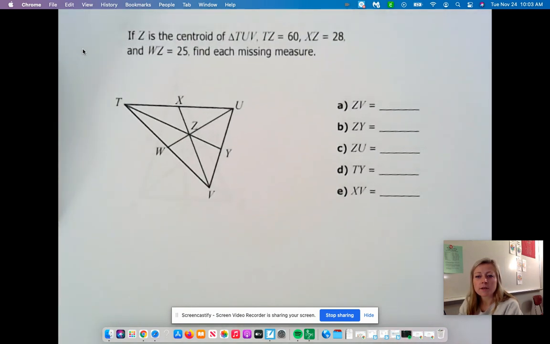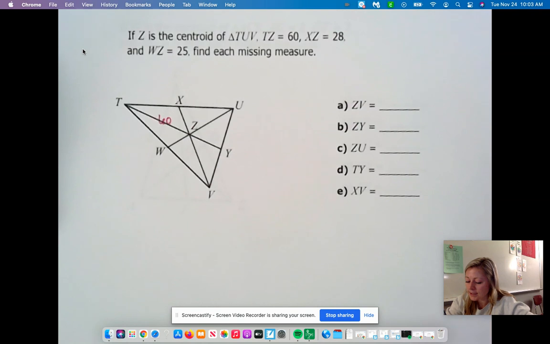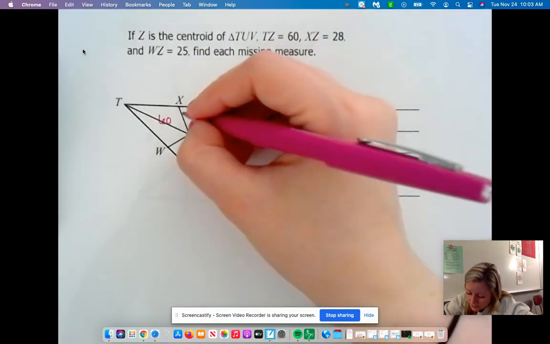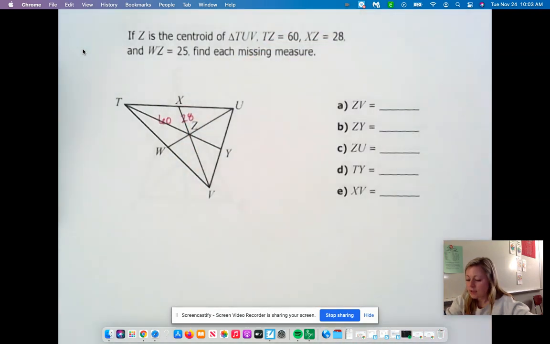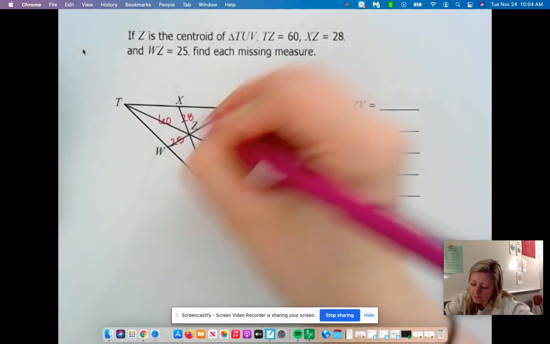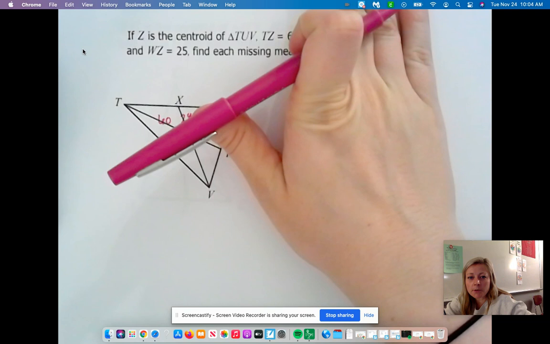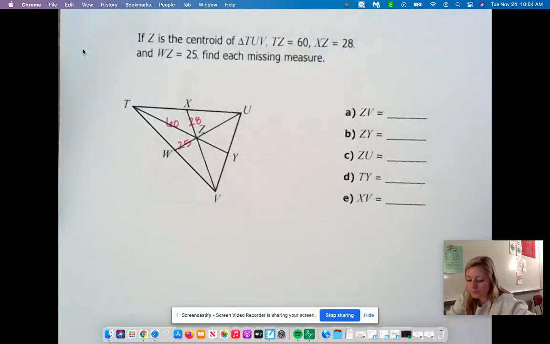Oops. So it says Z is the centroid of triangle TUV. TZ, let's see here, is 60. And XZ is 28. And WZ is 25. Our job is to find the missing measure. Okay, again, let's forget about this column over here. Let's fill in what we know.